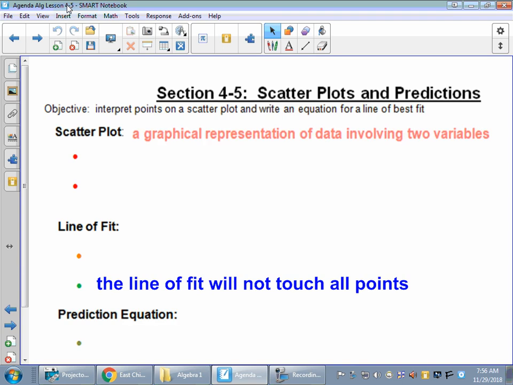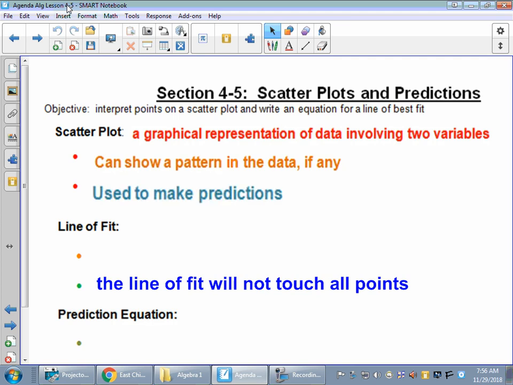So what is a scatter plot? Well, it's a graphical representation of data involving two variables. And then we've got a couple different sub things underneath it. It can show a pattern in the data, if there is any pattern, sometimes there's not. And we can use this to make predictions. And we've got two different variables.